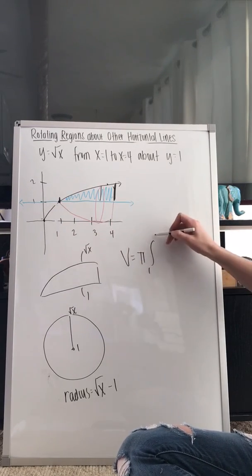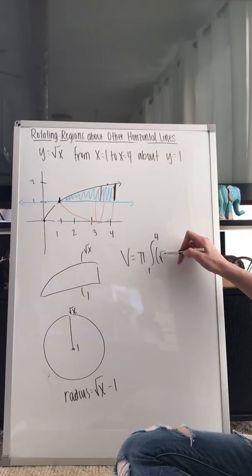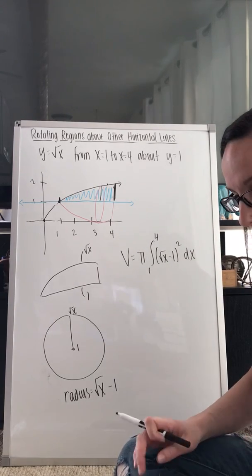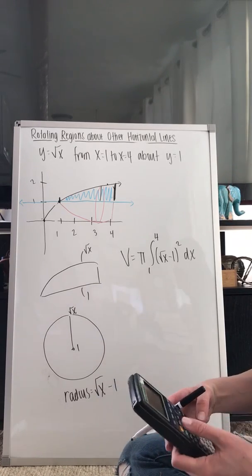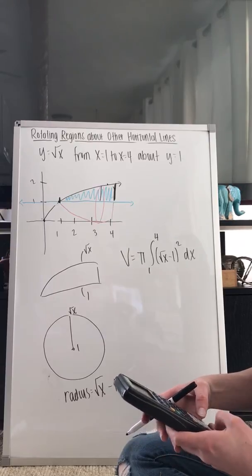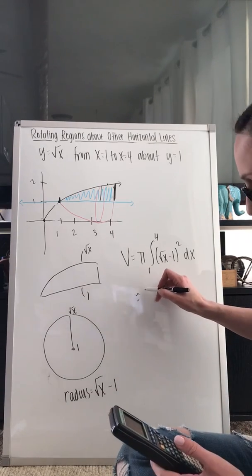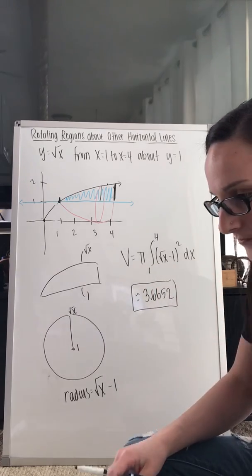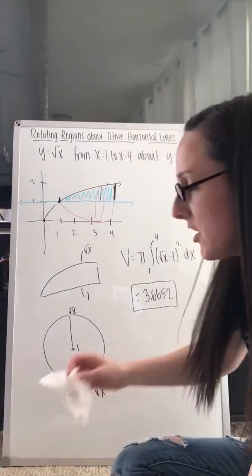So when I go to plug that into my volume, I'm going from the x value of 1 to the x value of 4, so those are going to be my limits of integration here, and I'm going to take the square root of x minus 1, squared, dx, and evaluate that on my calculator here. So pi times the integral of the square root of x minus 1, squared, from 1 to 4. And you should get about 3.6652 for your volume.